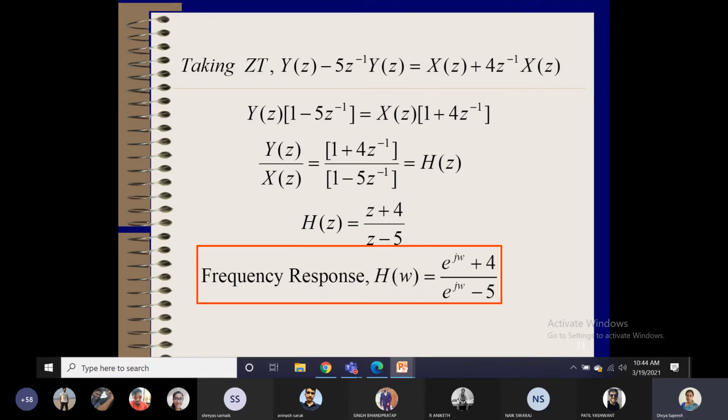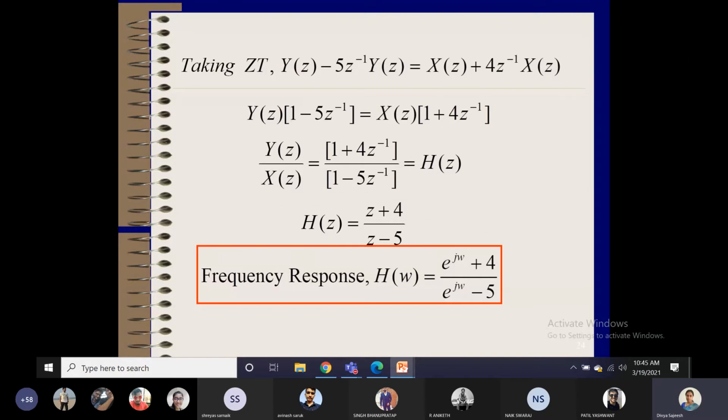So the frequency response, how can you obtain it? By putting z equal to e raised to j omega. So just substitute z as e raised to j omega, so that you will get H of e raised to j omega, or you can write H as a function of omega, that is frequency. So H of omega also you can write. So you obtain the frequency response.